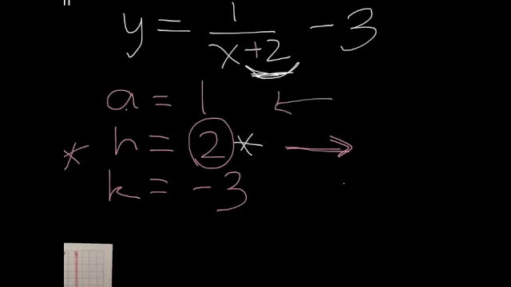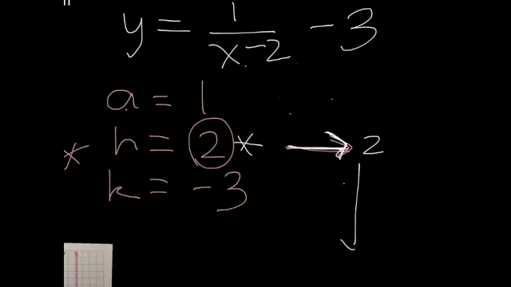But since it says negative 2, you're going to go to the left 2. So if you were going to add the vertical part, you're going down. Since it's negative, you're going down 3. And so our graph will have no change in terms of size, but it will go to the left 2 and down 3.